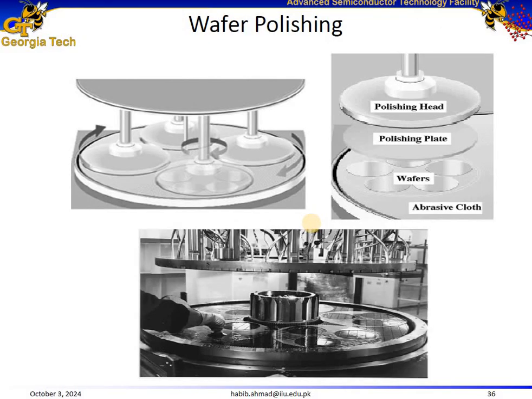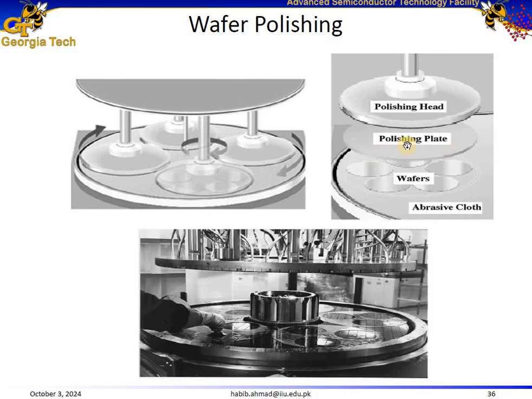This image illustrates a wafer polishing process, specifically chemical mechanical polishing. It's a technique used to achieve smooth and flat surfaces on semiconductor wafers, and it has different components like the polishing head. The polishing head holds the wafer securely in place during the polishing process. It applies pressure onto the wafer as it moves over the polishing plate.